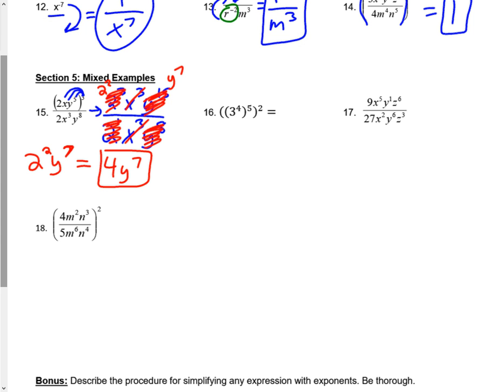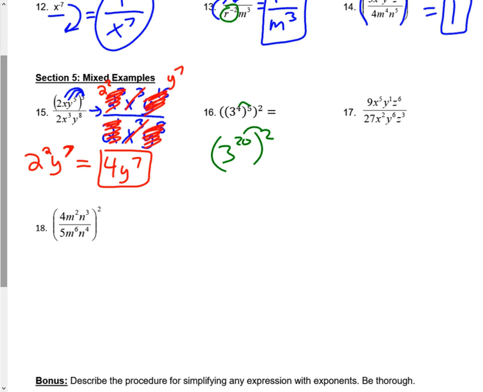Number 16, we've got lots of parentheses. So let's work our way inside out. Generally, that's what we want to do, is work inside out. These two can be multiplied together to get 3 to the 20th power. And that's all squared.